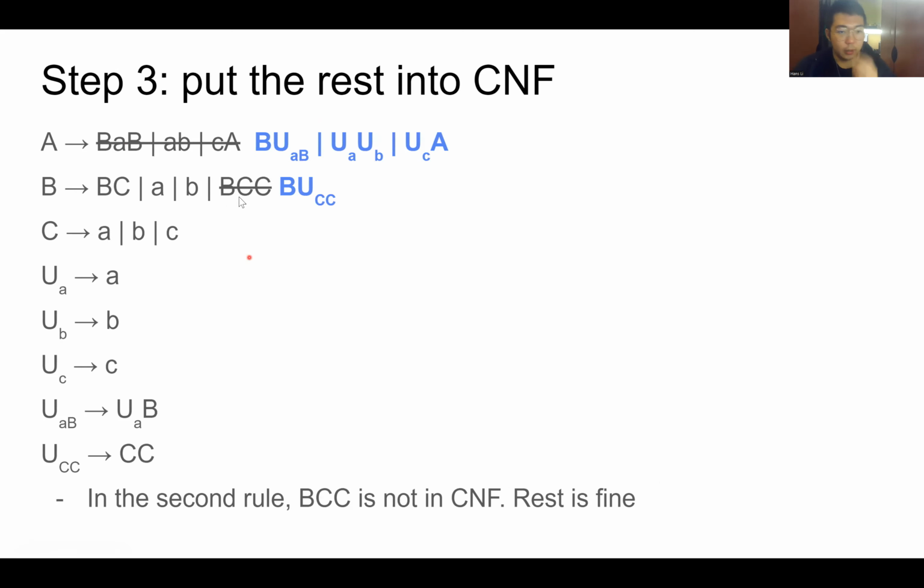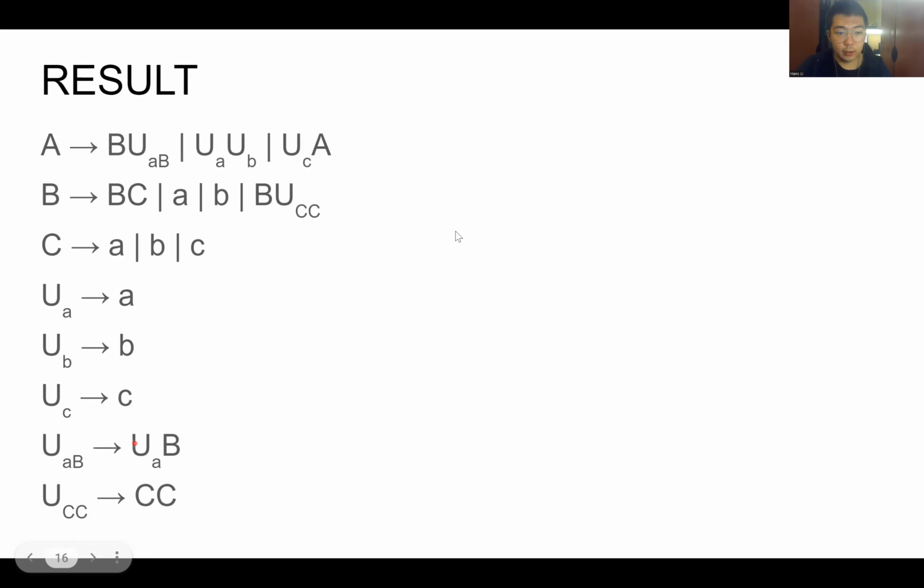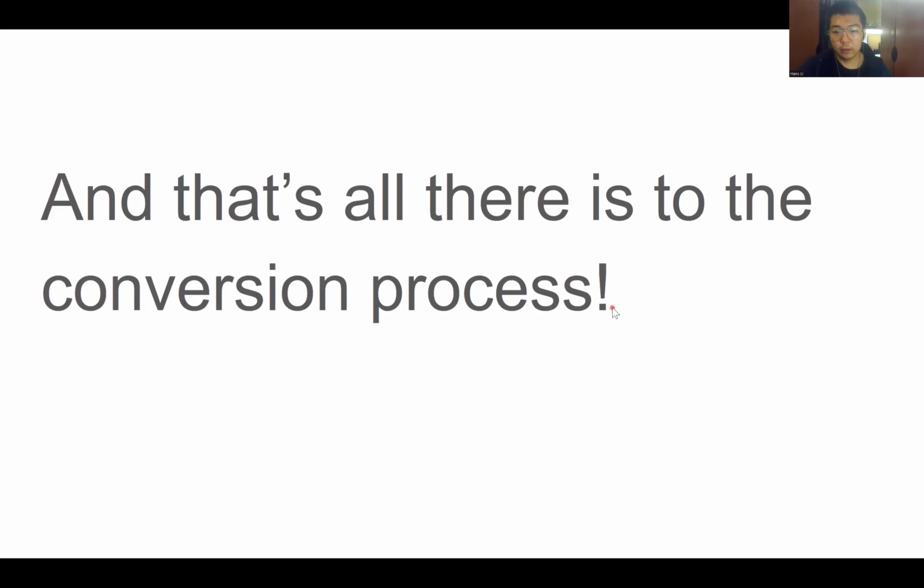For the second rule here, BCC is a problem because we have three variables, so we have to make it B, UCC, and UCC generates two C's. And that's it. That is the entire result, and that is basically how you do the conversion. So thank you.